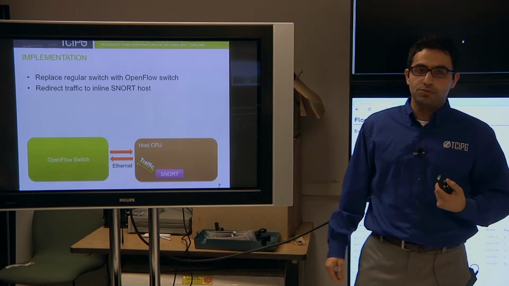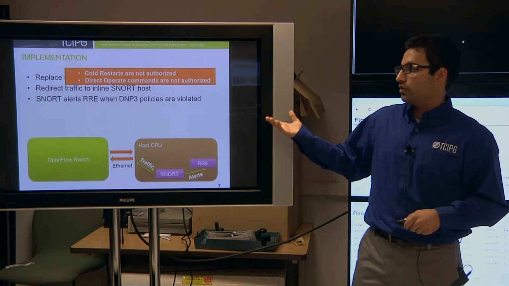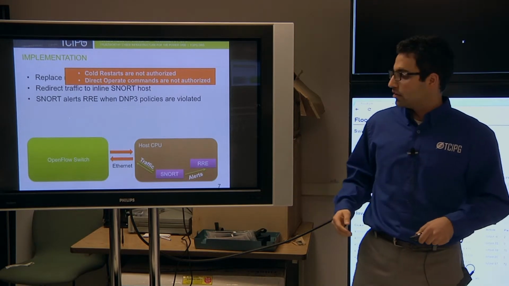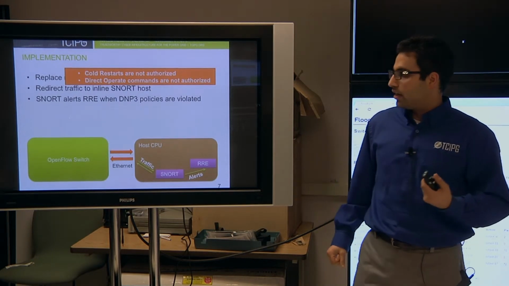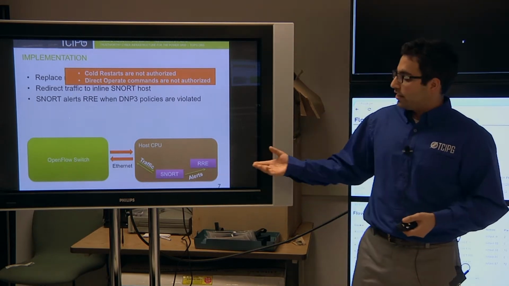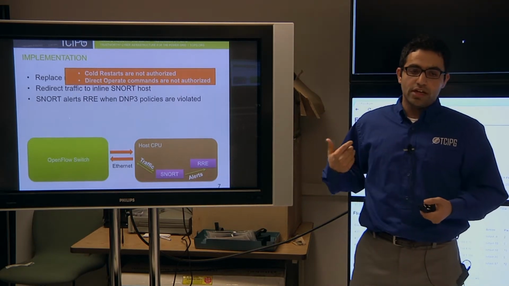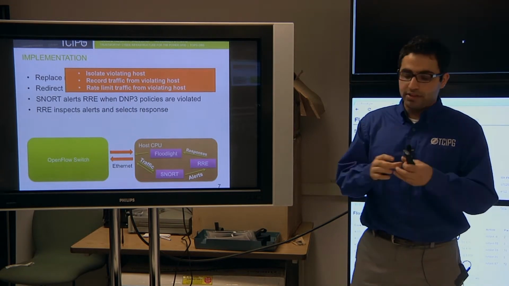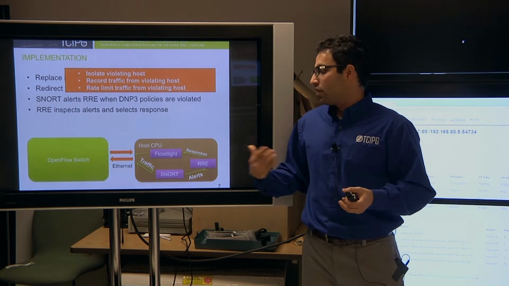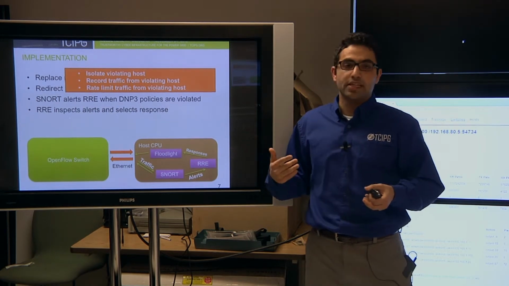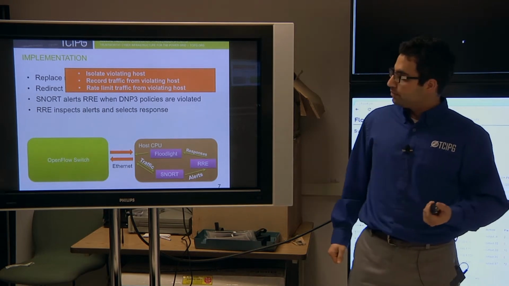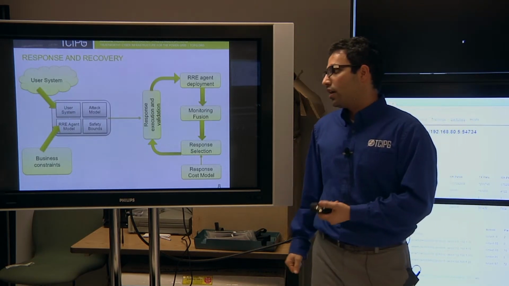Snort is going to inspect them using the policies we have, such as cold restarts are not authorized and direct operates are not authorized. And whenever something violates this policy, it's going to alert, and RRE is going to take these alerts and figure out a response and implement the response using OpenFlow, and send this flow to Floodlight to implement it. And this is basically RRE.